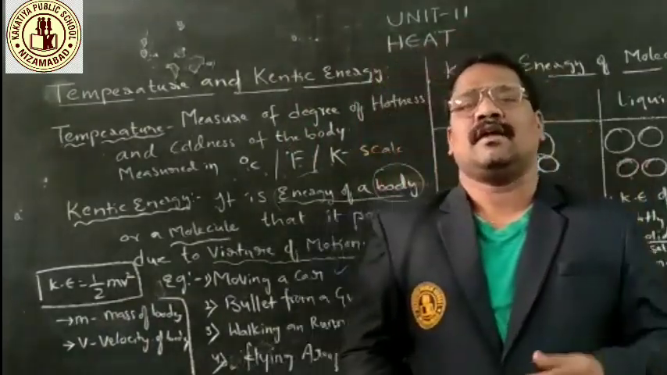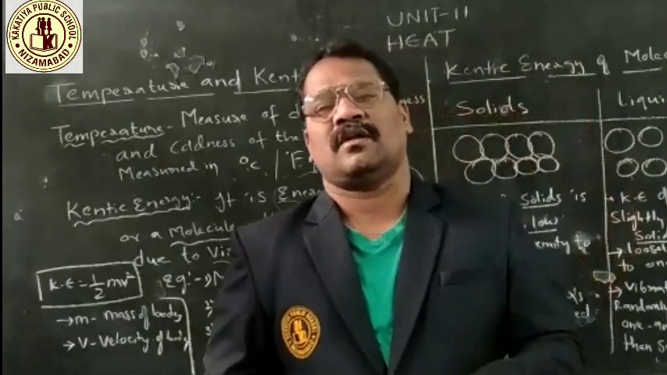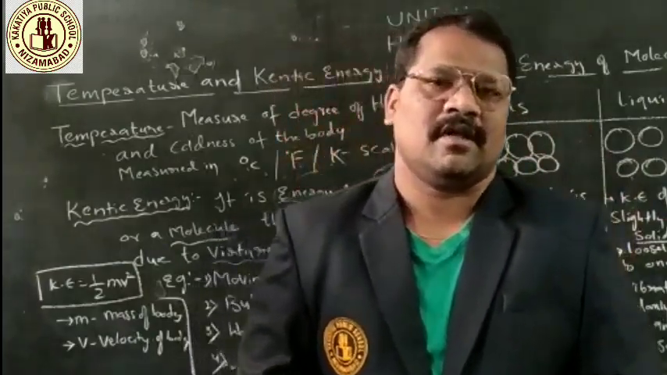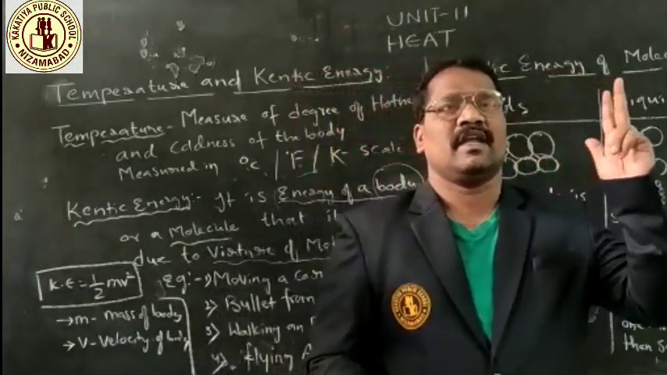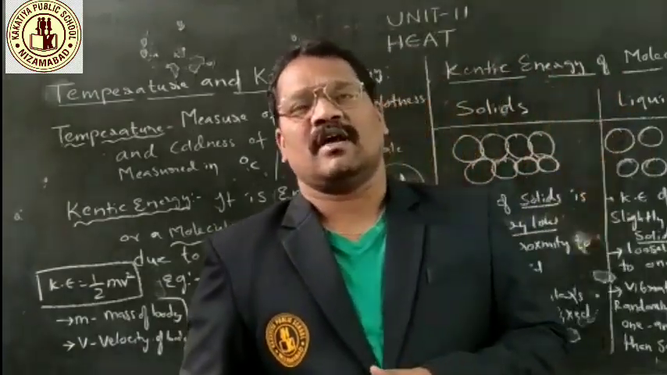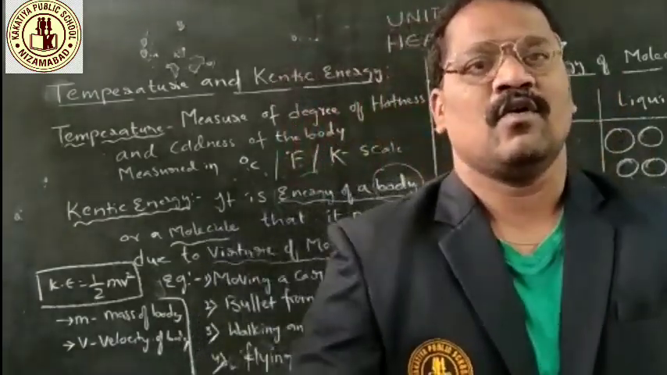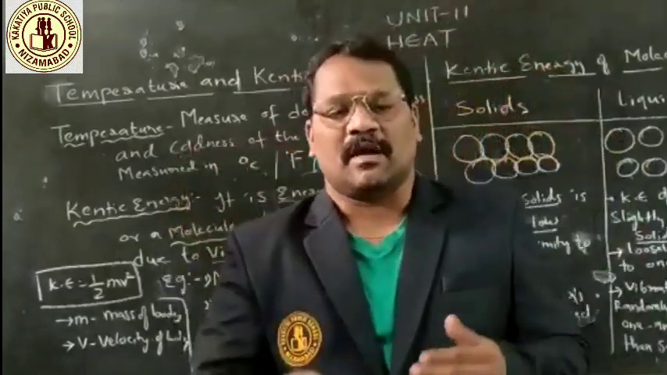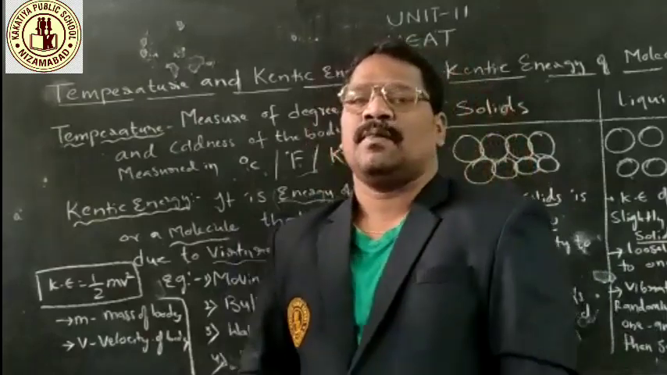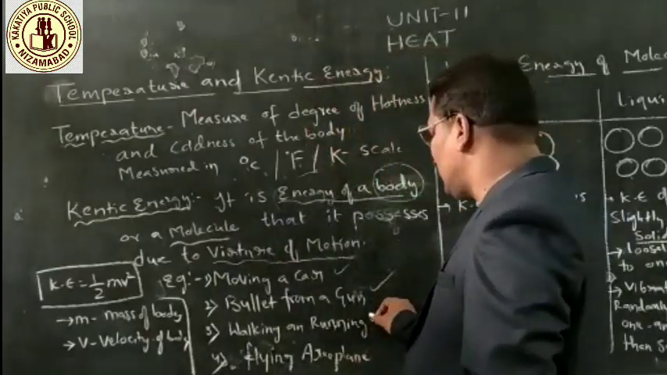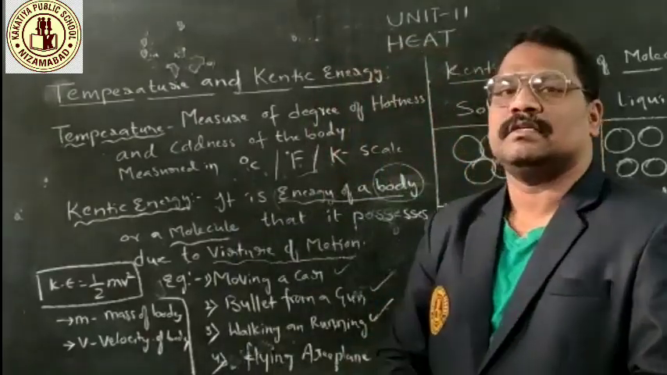Running, if you go for athletics, 100 meter run, 200 meter run, or 800 meter run, there is a person giving the indication. When he fires the bullet, the running starts. Whoever completes the race within the fewest seconds will be the winner of that run. There also the bodies are possessing kinetic energy.